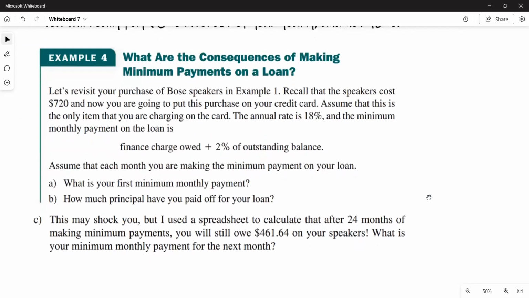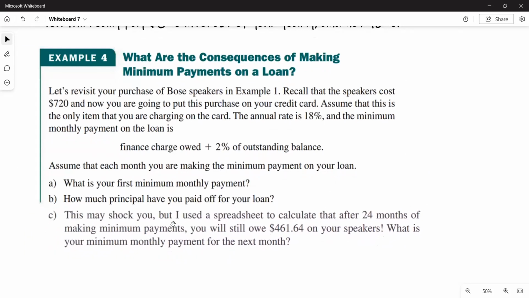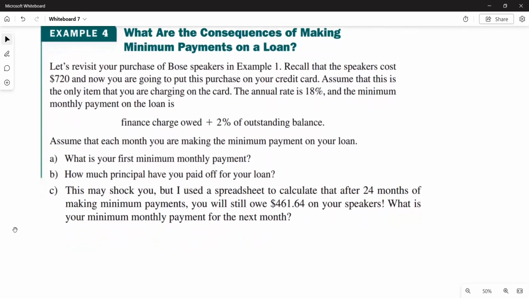Let's read that. So let's revisit the example of the Bose speakers in example 1. Recall that the speakers cost $720, and now you're going to put this purchase on your credit card. Assume that this is the only item that you're charging to the card. The annual rate is 18%, and the minimum monthly payment on the loan is the finance charge plus 2% of outstanding balance. Assume that each month you are making the minimum payment of your loan. Question number 1, what is your minimum monthly payment?